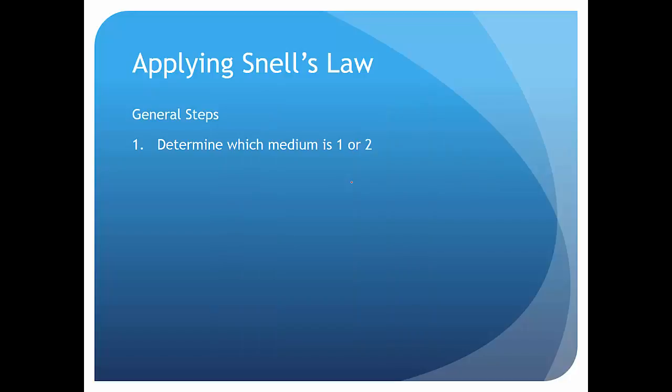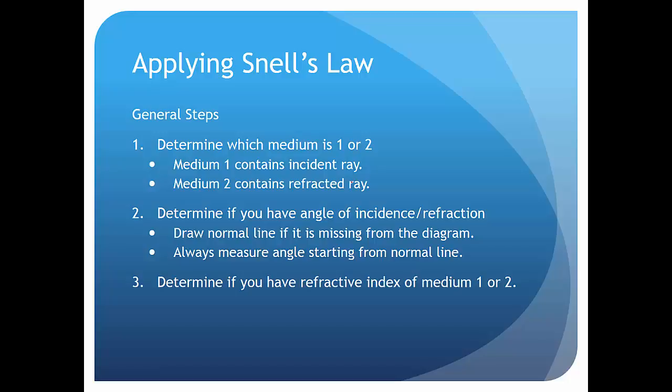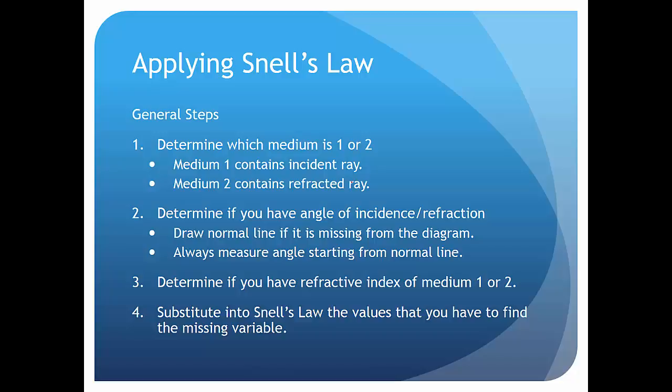So, general steps. First, determine which medium is medium 1 or 2, and always remember medium 1 contains the incident ray, medium 2 contains the refracted ray. Determine if you have the angle of incidence and refraction, and draw the normal line if it's missing from the diagram, because you always measure the angle from the normal line to the incident ray, or to the refracted ray. And determine whether you have the refractive index of medium 1 or 2, and substitute into Snell's law the values that you have to find the specific unknown. So that's how you apply Snell's law.